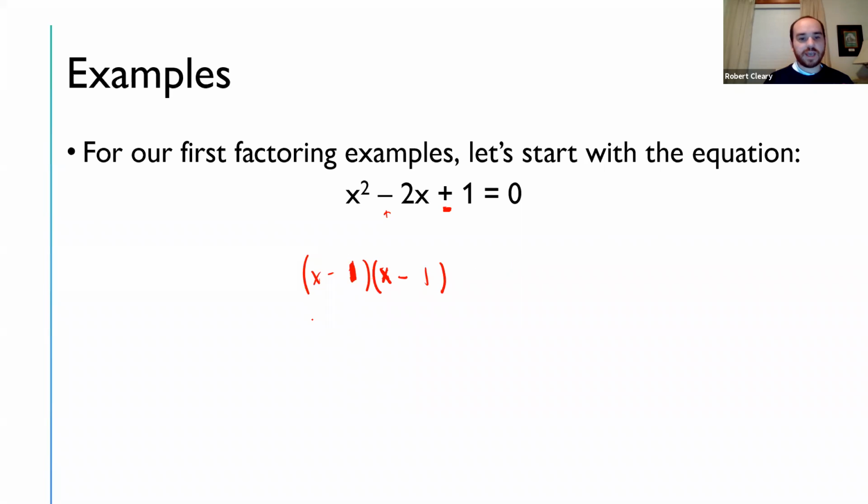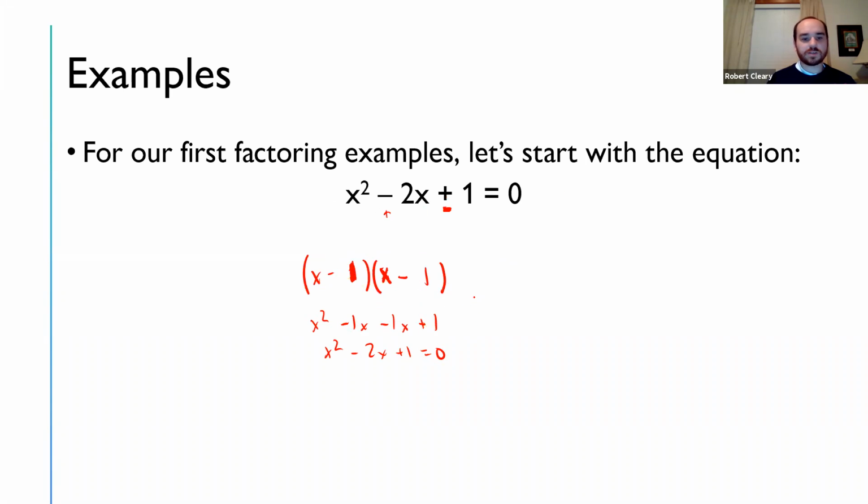In case we want to check to make sure that our factoring is correct, we can multiply this back out. We can FOIL it. So first we'll have x times x, which is x squared. Outside, we have x times -1, it's minus 1x. Insides, we have -1 times x, that's also minus 1x. And then last, we have -1 times -1, it's positive 1. Simplify this, x squared minus 2x plus 1 equals 0. So we know that that is correct.